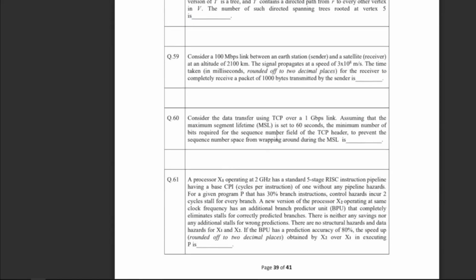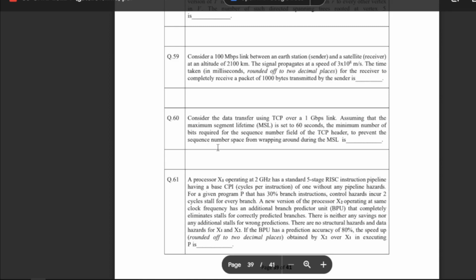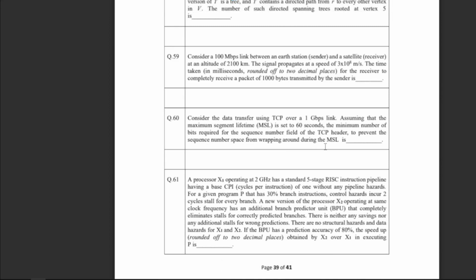Consider the data transfer using TCP over a 1 Gbps link, assuming that the maximum segment lifetime MSL is set to 60 seconds. The minimum number of bits required for the sequence number field of the TCP header to prevent the sequence number space from wrapping around during the MSL is. So for 60, our answer is 33, right?